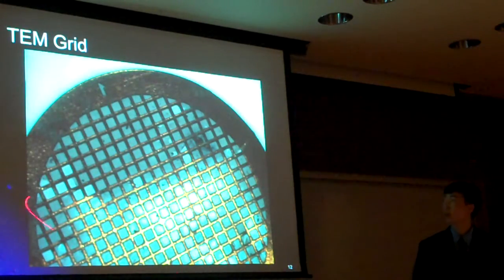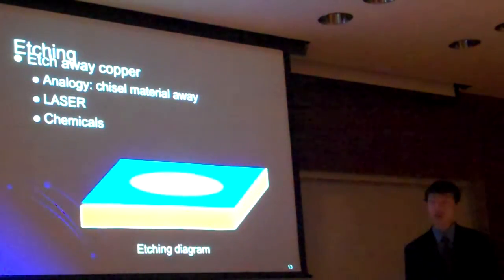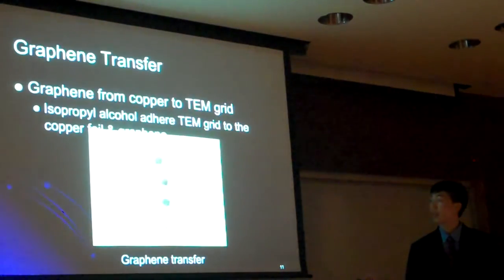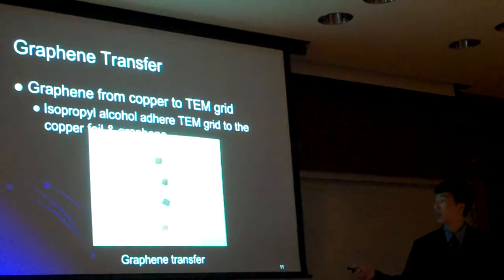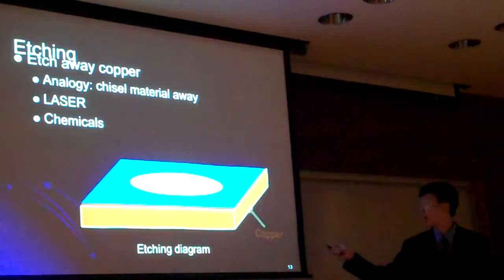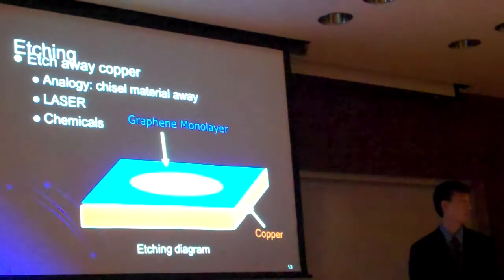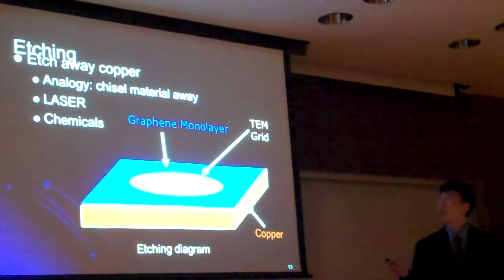And here's the blow up of what a TEM grid would look like. It has these gold grids, and then it also has this mesh of holey carbon underneath it to support whatever nanoparticle you want to attach. So the next step would be to etch away the copper. So basically, the diagram I just showed you is basically this. So it's a cartoon version of it. So you have copper, and then you have your graphene monolayer on top, and you also have your TEM grid, which has been adhered. So we want to etch it away.